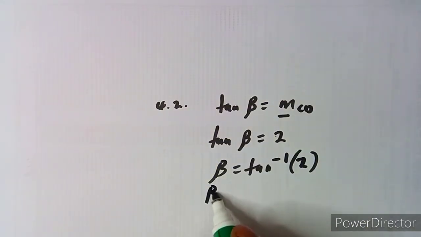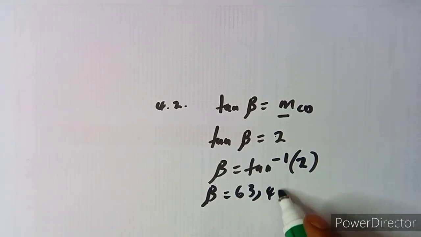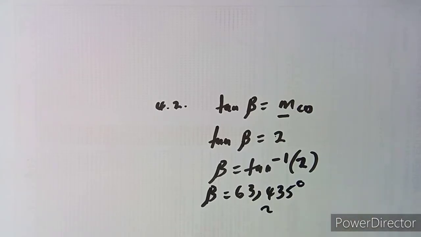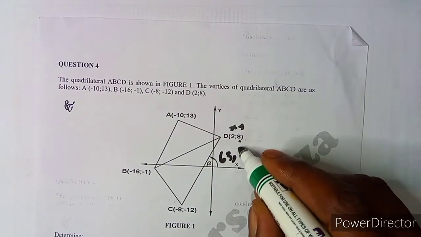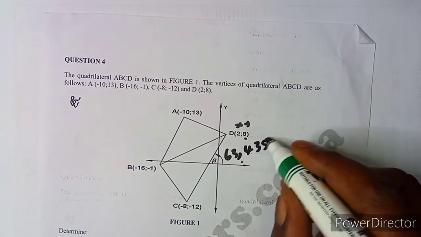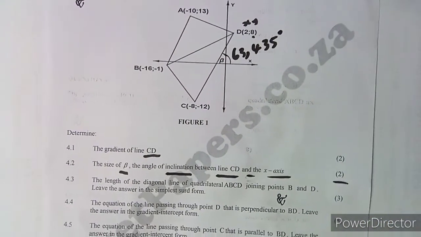So this is the angle beta, which is 63.435, maybe to 3 decimal places, or you can even leave it to 2 decimal places, fine. So this is 63.435 degrees. Maybe we might need to use this beta, we don't know, so let's just leave it like that.